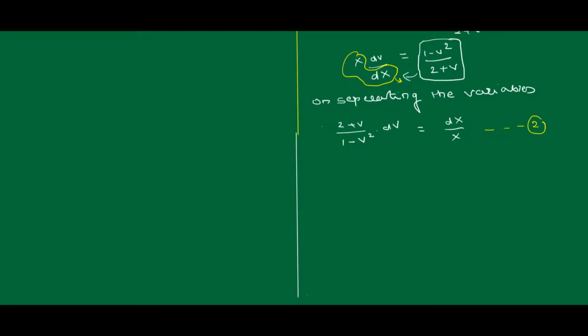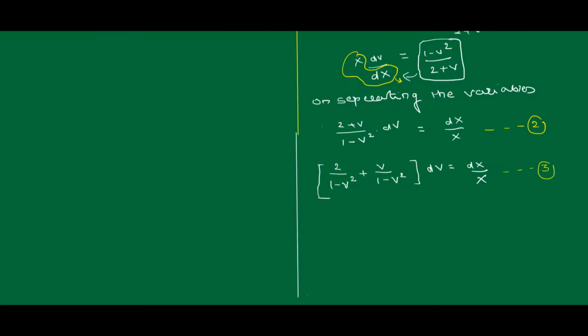Now to integrate this left hand side, 2 plus v divided by 1 minus v square, first we have to separate the denominator for numerator terms. So I will write here the same term, we can write it as 2 divided by 1 minus v square plus v divided by 1 minus v square, bracket complete, dv is equal to dx divided by x. So in this case, I will say this is equation number 3.